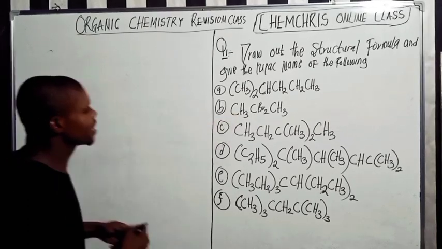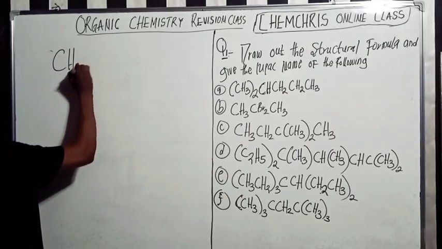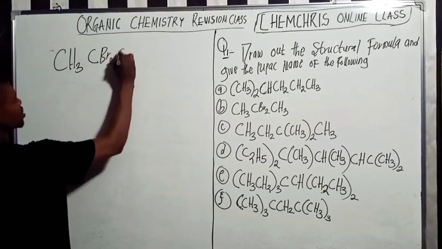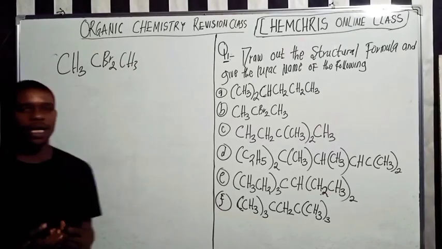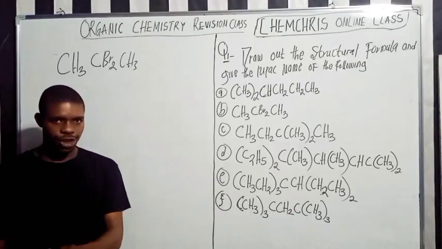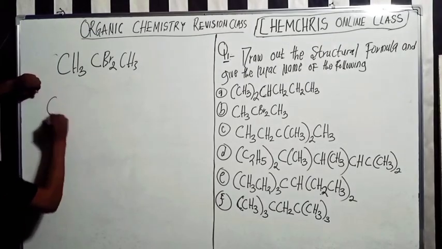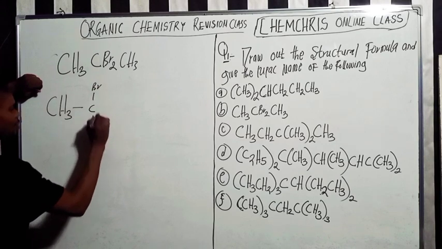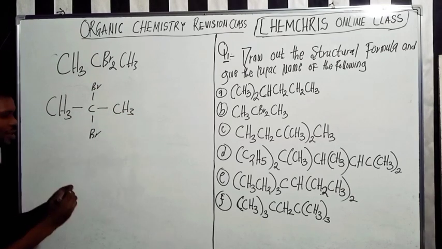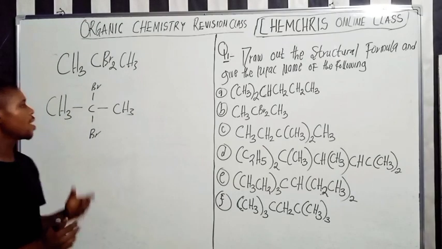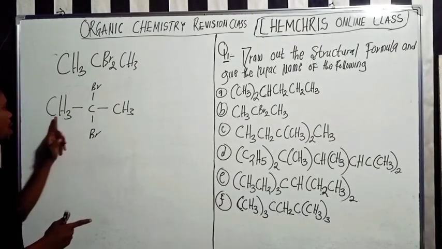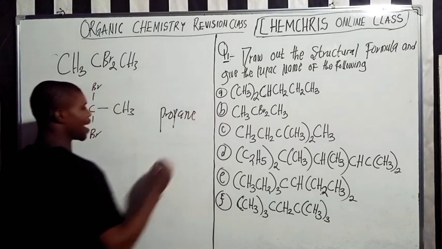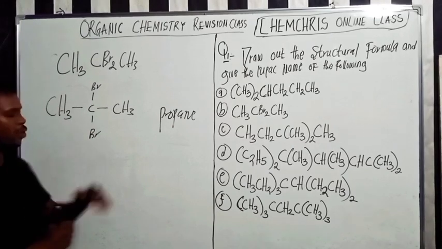So let me look at the second one. Here we have CH3, here we have CBr2 (two bromines), and CH3. Drawing of this structure should not give you an issue. So here we have CH3, CBr2, and CH3. Now what is the parent name? Here we have 1, 2, 3. It is going to be propane, because they are all single bonds.